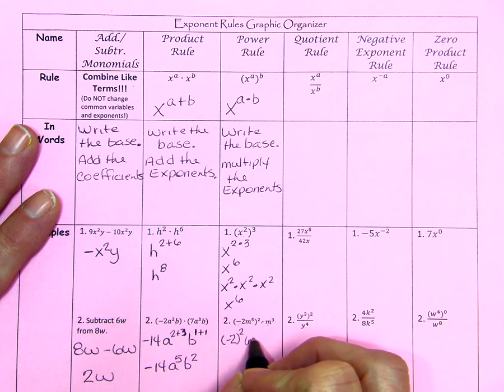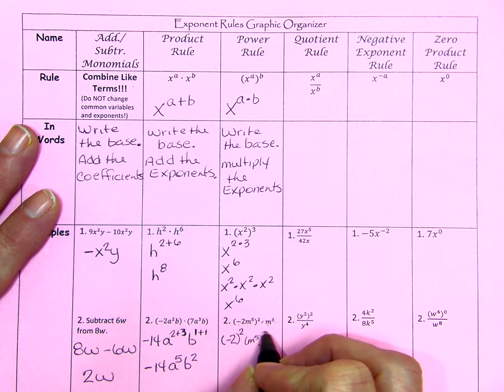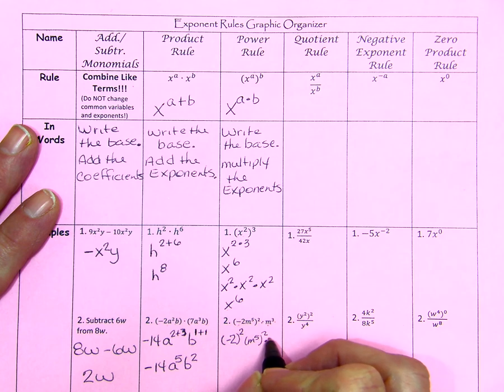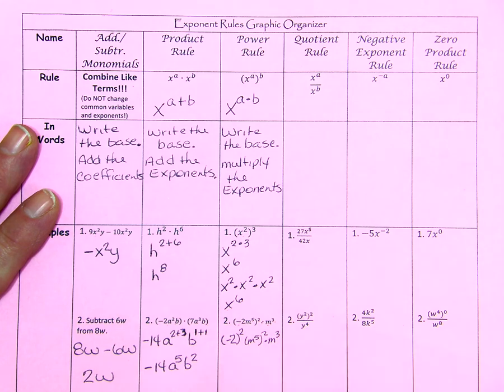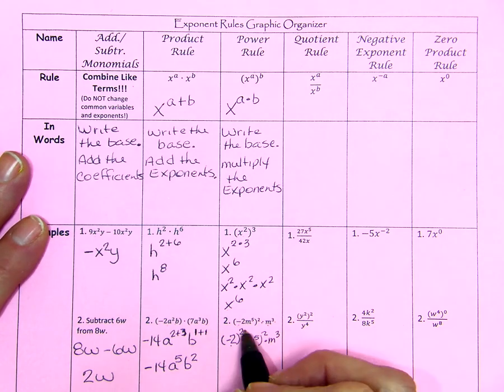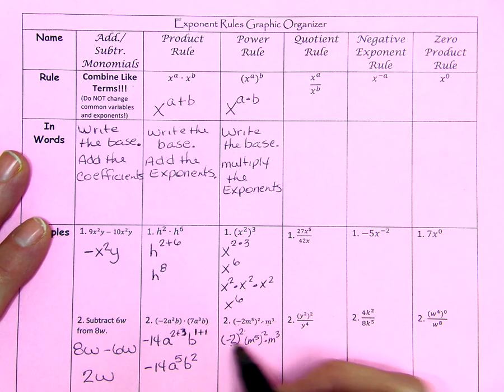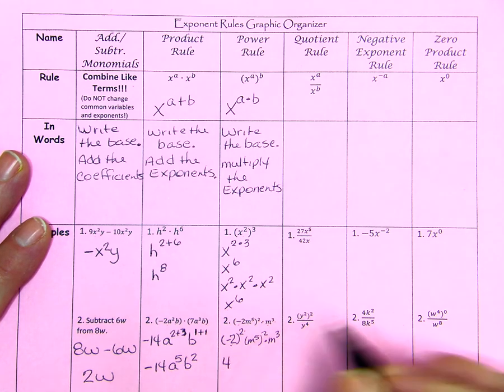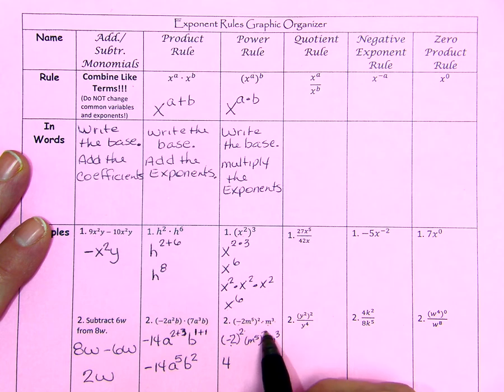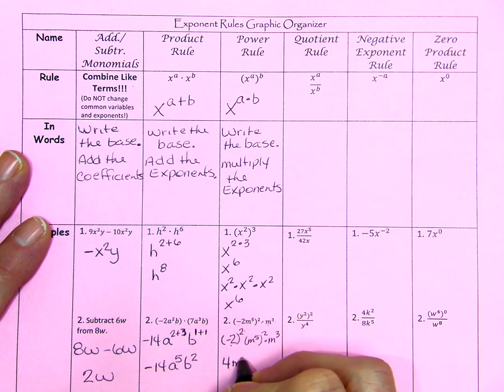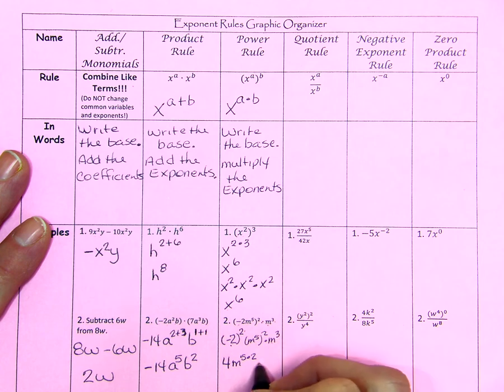Then we are going to have m to the 5th being raised to the 2nd power, times m to the 3rd. So negative 2 to the 2nd power is going to be negative 2 times negative 2, which is 4. M to the 5th to the 2nd power is m to the 5 times 2, and then m to the 3rd power. So m to the 5 times 2 makes this 4 times m to the 10th times m to the 3rd.